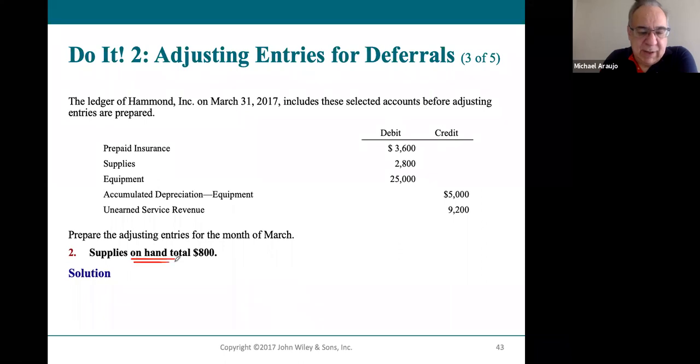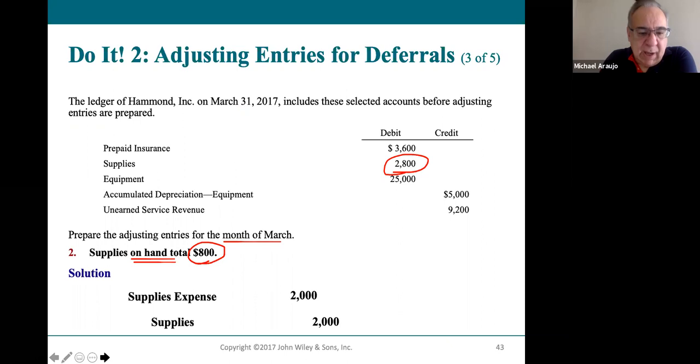Supplies on hand means we still have them, 800. Well, if you started with 2,800 and you have $800 of supplies left at the end of the month, you've clearly used the difference. So you can expense it. And again, I would add the date here. The slide's not very well done, in my opinion. But on the 31st of March, we would have a supplies expense for 2,000 and a credit to supplies of 2,000. And this would be the adjusting entry. This pair of accounts is always used when we do adjusting entries. Okay, this is a pair that's always used.